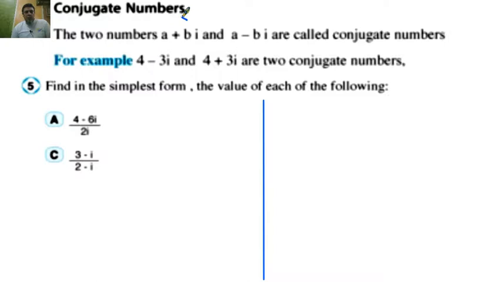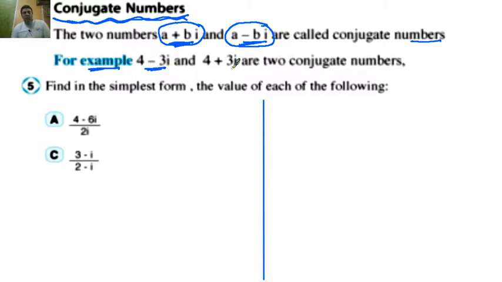After that, the conjugate numbers. What's the meaning of the conjugate numbers? The two numbers a plus bi and a minus bi are called the conjugate numbers. The conjugate numbers are in the form of the difference between two squares. For example, 4 minus 3i and 4 plus 3i are two conjugate numbers.